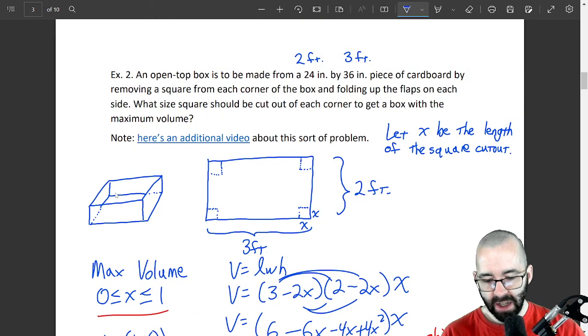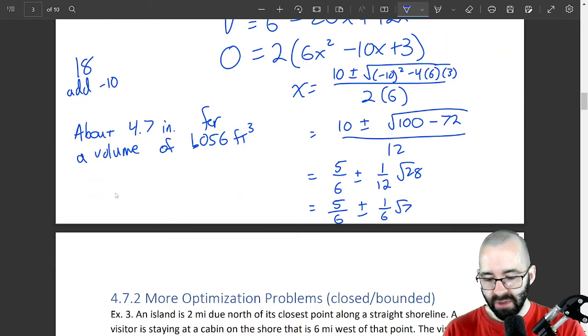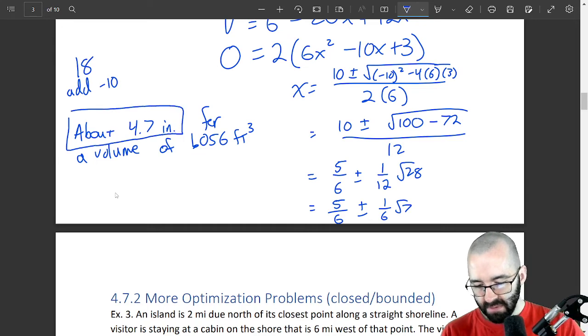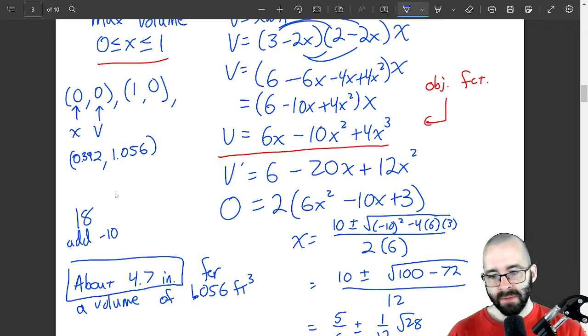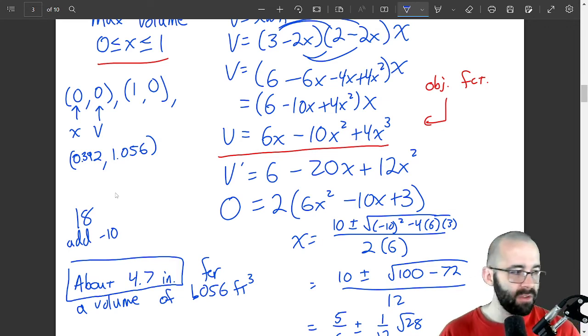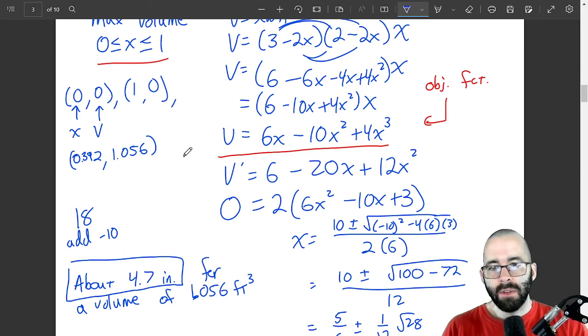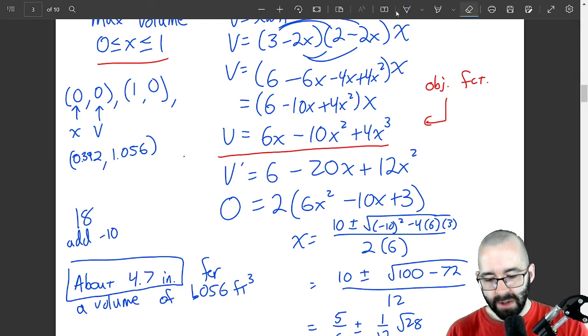What size square should be cut out to get a box with a maximum volume? So in this case, it didn't ask for the maximum volume. This is the size of the cutout. Or you could answer in feet. I think answering in inches makes more sense. In this actual physical situation, you might measure the cardboard as 2 feet by 3 feet, but it would probably make more sense saying, well, let's cut out 4.7 inches, or maybe centimeters. Okay. But I would accept the other form of the answer as well.